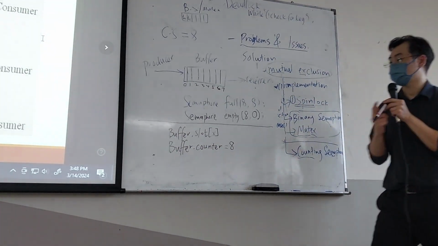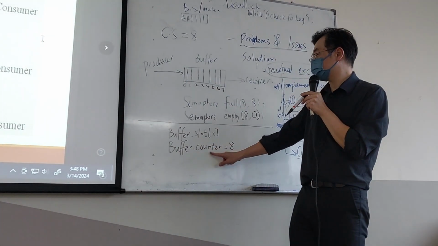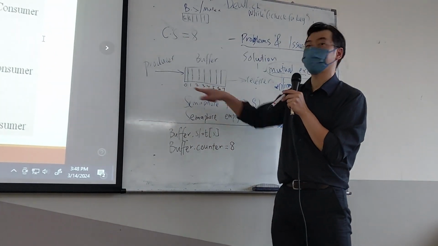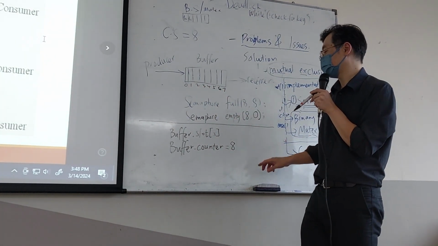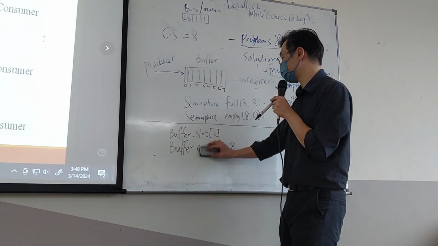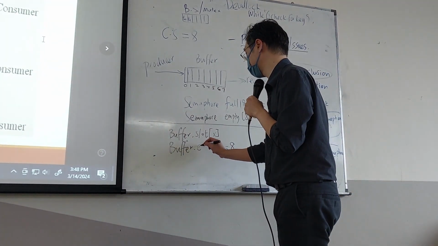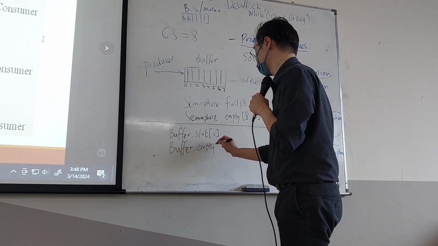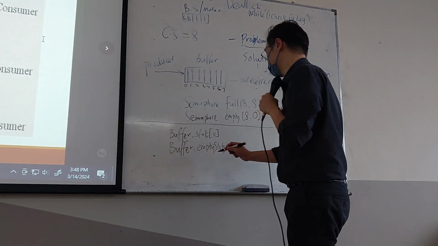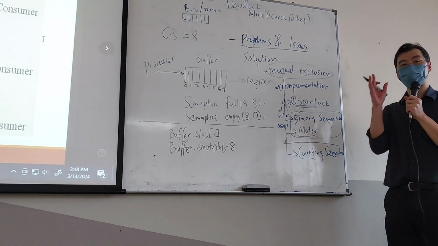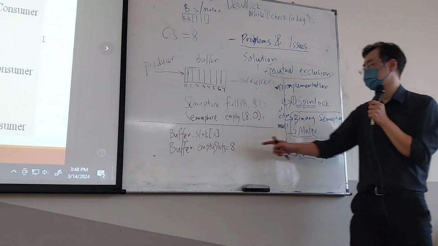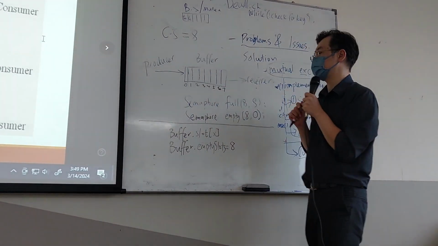Okay, so the buffer is an object, and it keeps track of how many are inside. Maybe I should give it a different name rather than counter. Let's call it empty slot. Empty slot is 8, that means I have 8 empty slots. So it's a counter keeping track of how many there are.